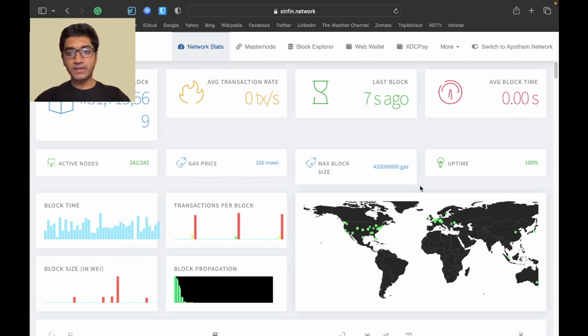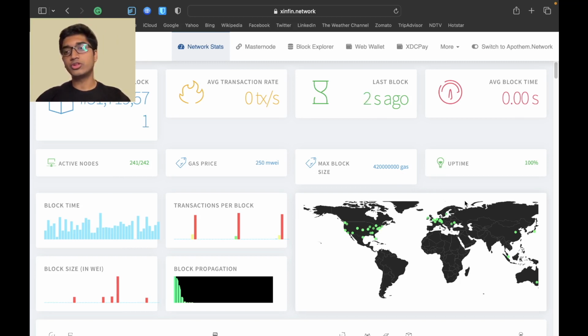Then this parameter, which is the max block size, talks about the maximum number of transactions which can be filled into one particular block. And let's say you have one transaction that has this much gas, then that block will only have one transaction. So that's what this parameter stands for.